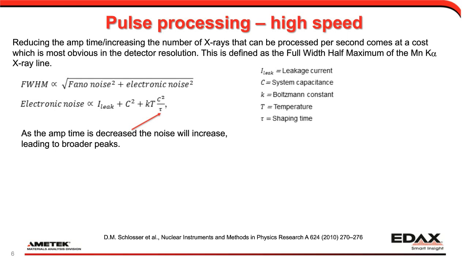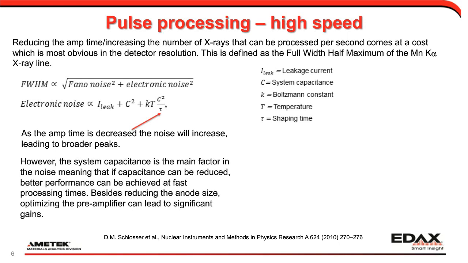However, also note that this term with the shaping noise has a capacitance dependence as well, the capacitance squared. And there's a second term that depends on the capacitance squared. So one of the main driving noise factors here is the capacitance of the system, meaning if we reduce the capacitance, we get better resolution over the entire shaping time range. Reducing the capacitance can be done by reducing the anode size, but we're pretty much at a device limitation there.